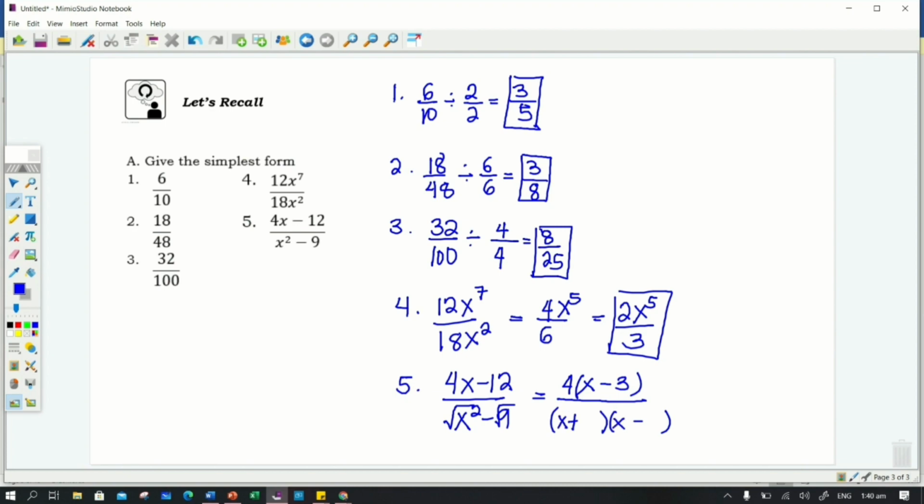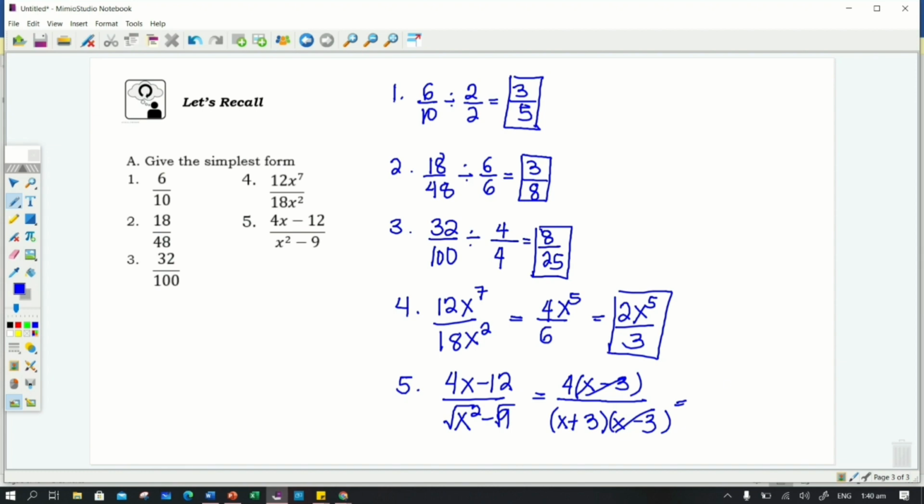And the square root of 9 is positive 3. So these are now the factors of x squared minus 9. That is the quantity of x plus 3 multiplied to the quantity of x minus 3. And to simplify this, we just simply cancel x minus 3 in both numerator and denominator.